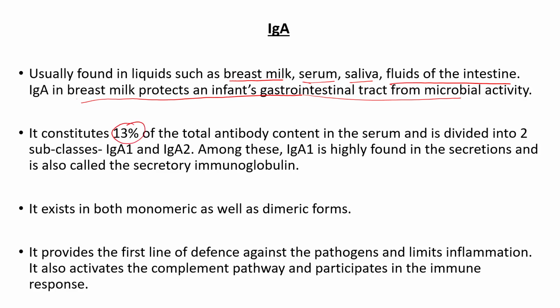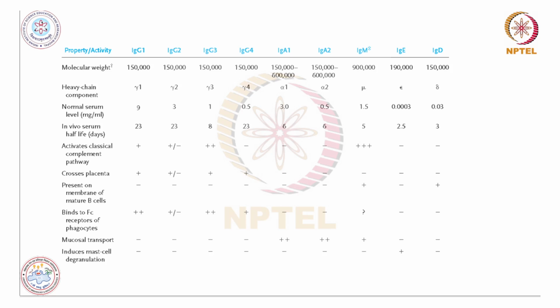It constitutes 13% of the total antibody content, and it is divided into two subclasses, which are IgA1 and A2. And among these, IgA1 is highly found in secretions, and it is also called the secretory immunoglobulin. It exists in both monomeric as well as dimeric form. It provides the first line of defense. Keep in mind this first line of defense against pathogens, and it limits inflammation. It also activates the complement pathway and participates in the immune response.